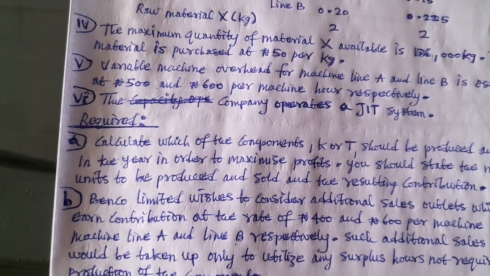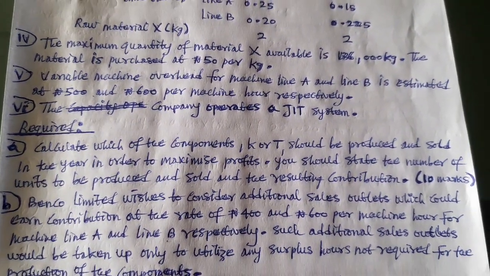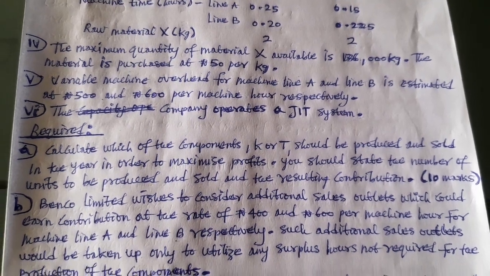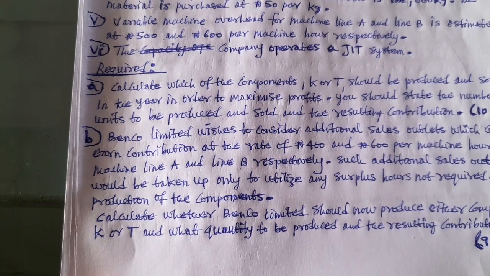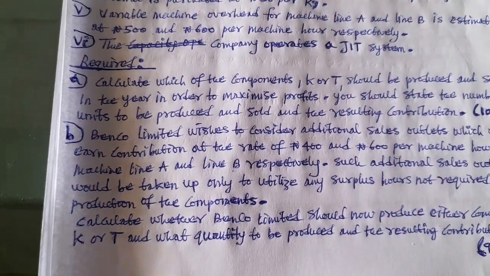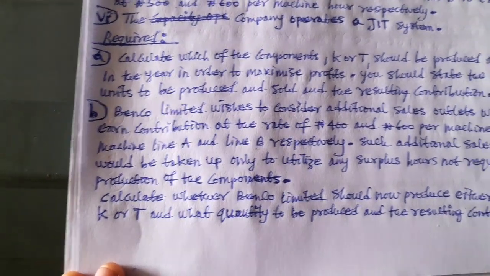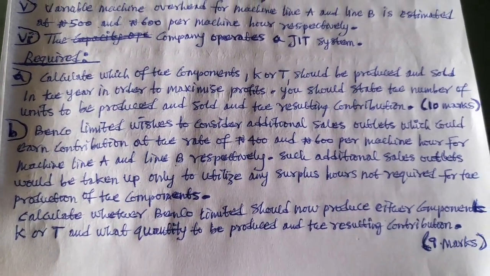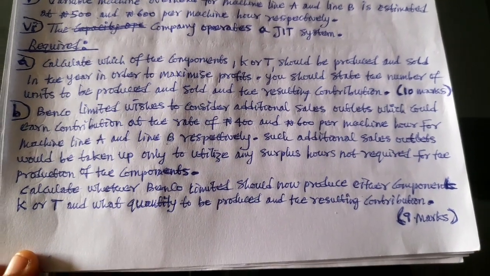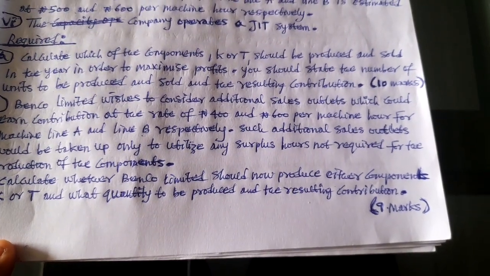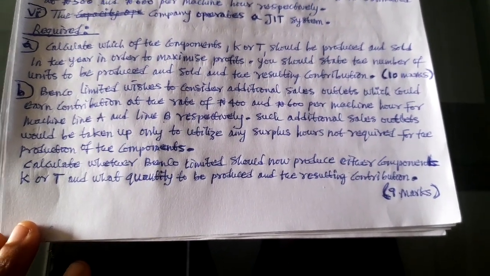5. Variable machine overhead for machine line A and line B is estimated at 500 naira and 600 naira per machine hour respectively. 6. The company operates a JIT system, just-in-time system. Required. A. Calculate which of the components, K or T, should be produced and sold in the year in order to maximize profits. You should state the number of units to be produced and sold and the resulting contribution.